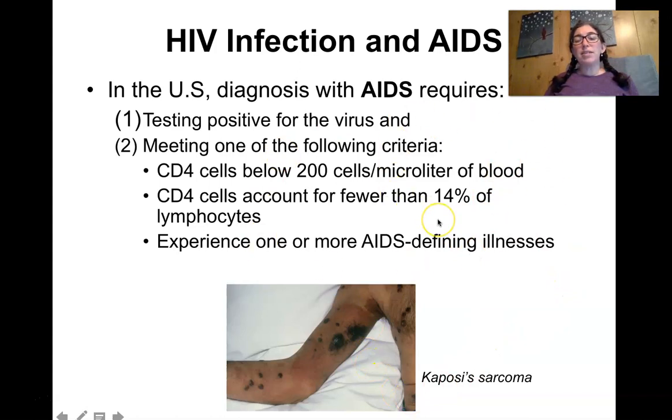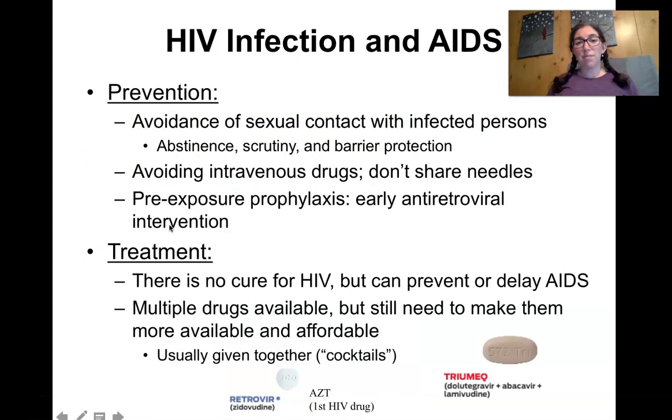These are just some of the definitions of AIDS. So HIV positive doesn't mean you have AIDS. It means you're infected with HIV. AIDS is an acquired immunodeficiency syndrome. So you have to meet these criteria of immunodeficiency. So CD4 T cells below 200 cells per microliter, or being less than 14% of all your lymphocytes, or experiencing one or more of those AIDS-defining illnesses that was on the previous slide. So you can be HIV positive, you can meet criteria 1 here, but not meet criteria 2. So if you don't meet criteria 2, you don't have AIDS, you are just HIV positive.